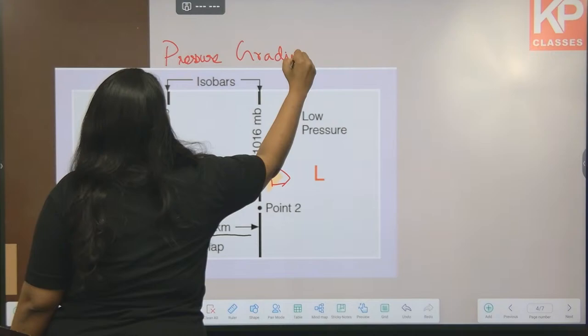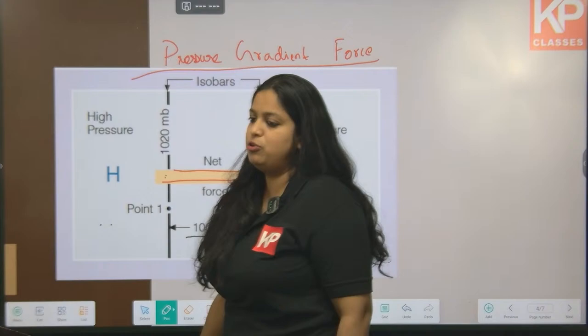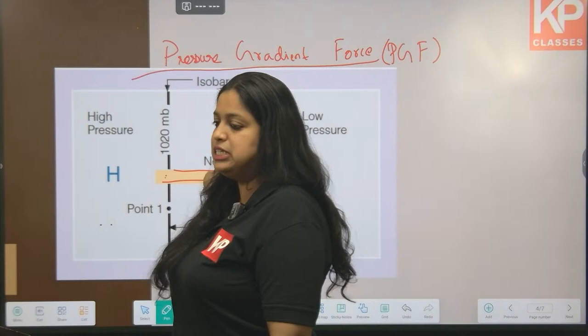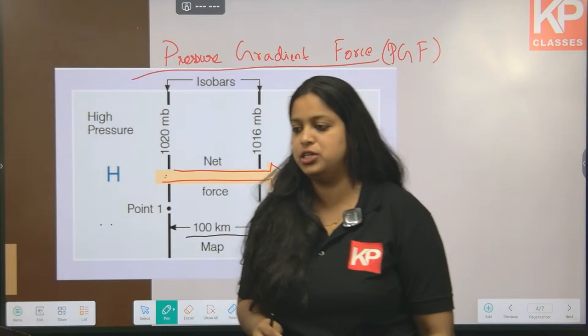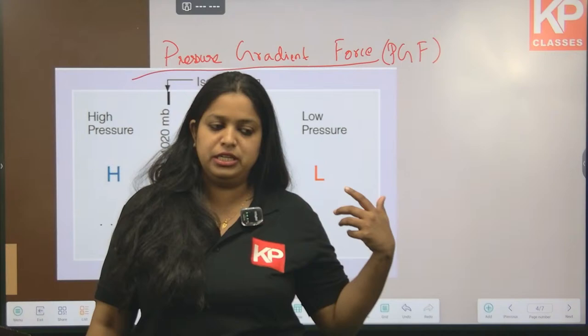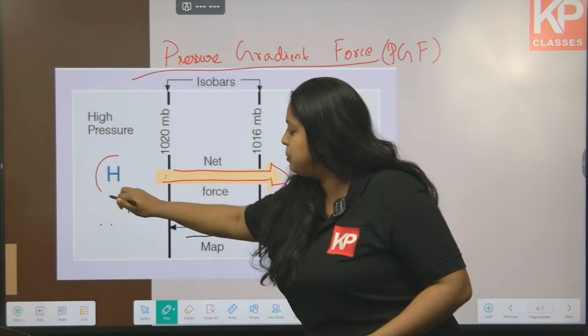Pressure gradient force, or PGF. It's very easy. Whenever there is a horizontal change in pressure, there is a net force on the air, and that force we call the pressure gradient force. From the picture it's clear that the direction of the pressure gradient force is from the high pressure area towards the low pressure area. So the direction of movement will always be from the high pressure zone to the low pressure zone.